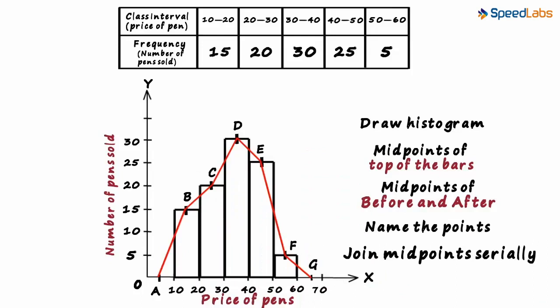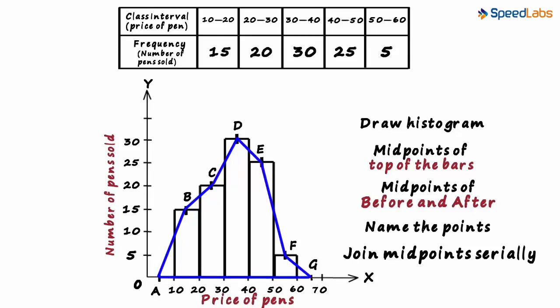But do we really need the histogram to draw the frequency polygon? Maybe not. All we need is the coordinates of these points. Once we find the coordinates, we just need to join the points to get a frequency polygon. A, B, C, D, E, F, G is the frequency polygon.